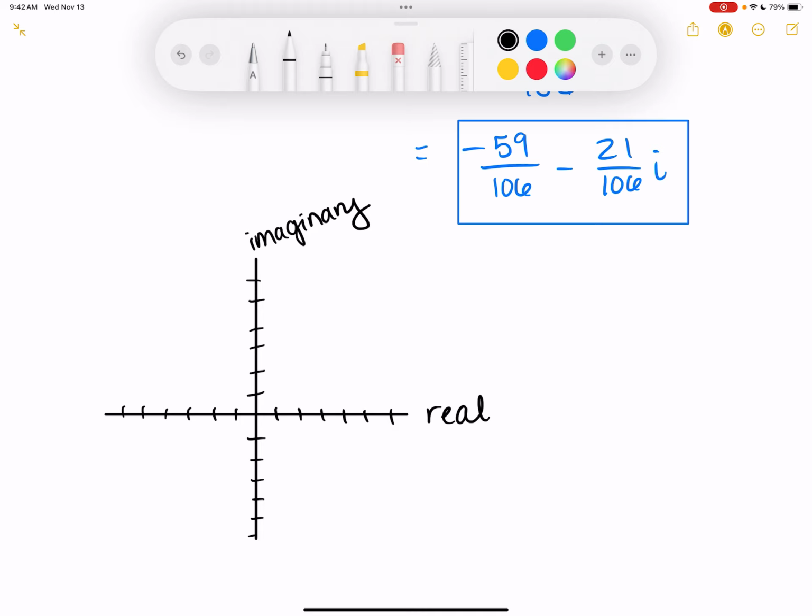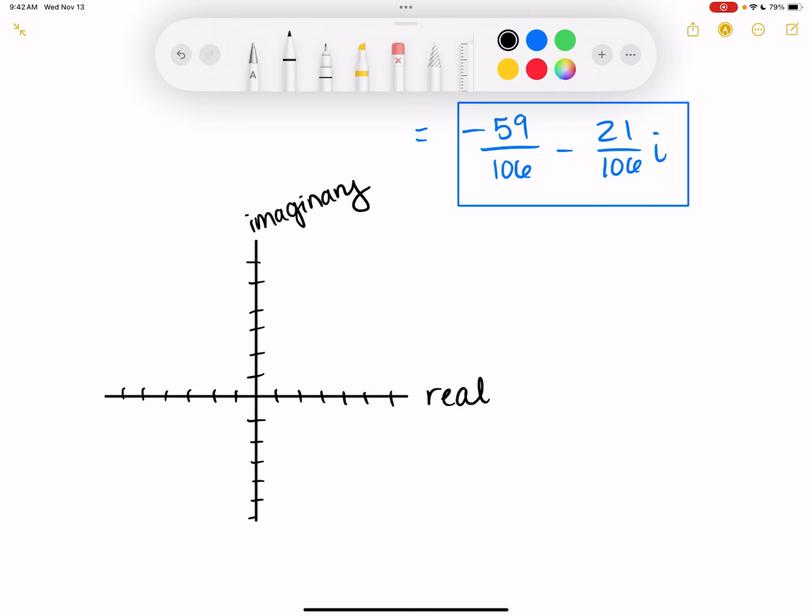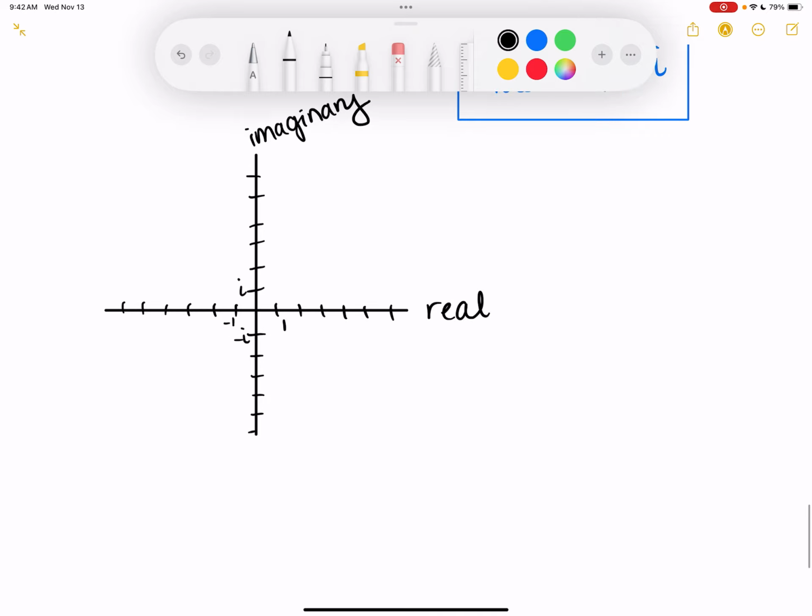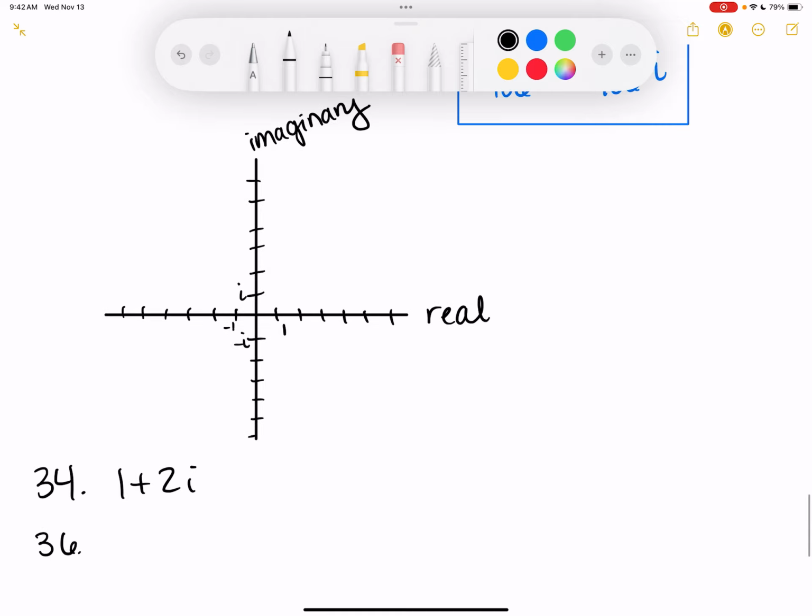All right, so on the x-axis, this is 1. The y is i. This is negative 1, and this is negative i down here. Okay, just for reference. So I'm going to write down the problems. 34 is 1 plus 2i. 36 is negative 6i.